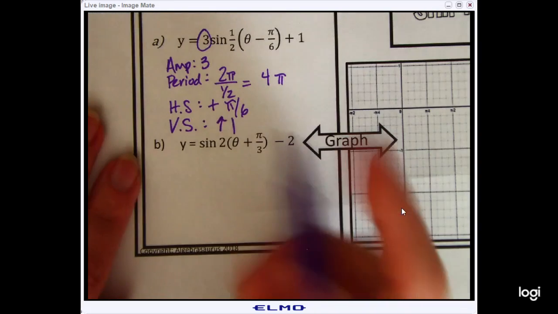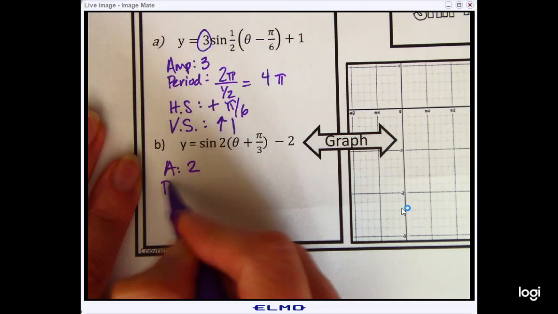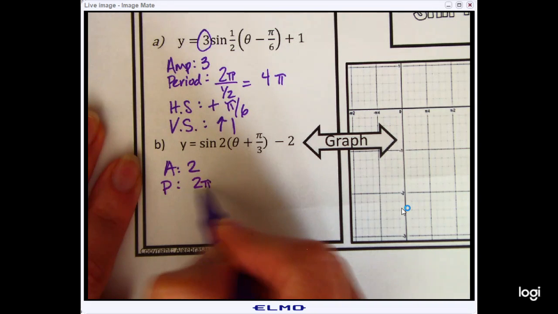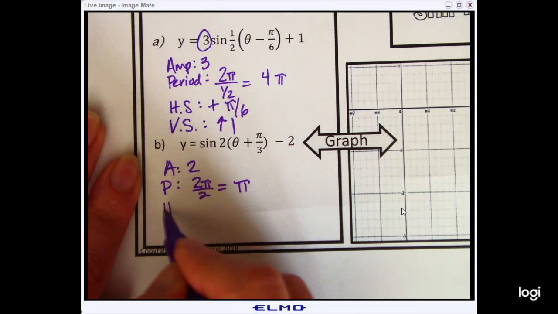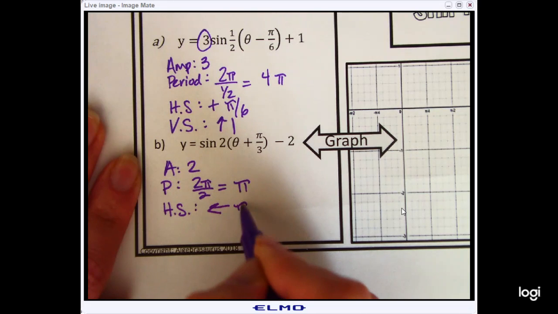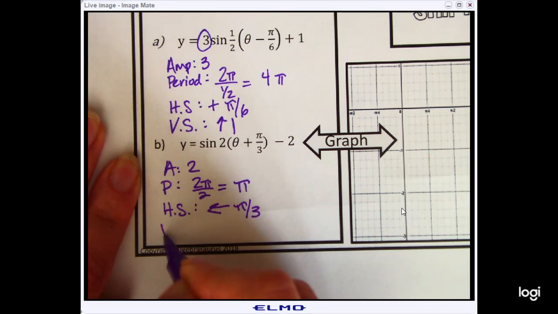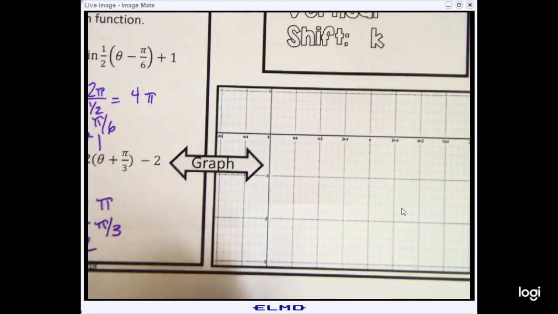Same thing, let's do the bottom and then we'll graph that. Our amplitude is 2. Our period is 2 pi divided by 2, which is pi. Our horizontal shift, or our phase shift, is to the left, pi thirds. And our vertical shift is down 2. So let's put that to practice.